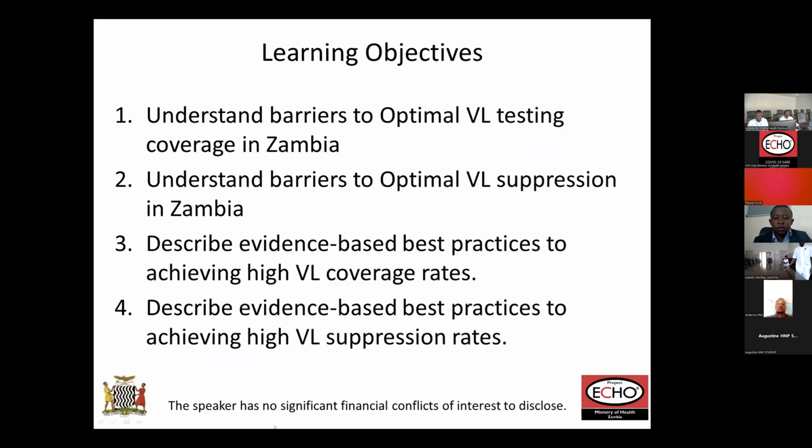So to start with, let's go through the objectives of this session. At the end of the session, we want to understand barriers to optimal viral load testing and viral load suppression in Zambia, as well as describe evidence-based best strategies to achieving high viral load coverage and suppression rates in our programming.